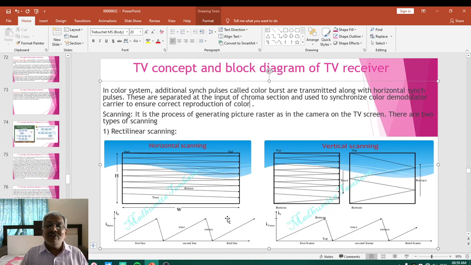And this process of producing the picture raster on a television screen, especially on the rectangular television screen, where width is more than that of the height, is known as rectilinear scanning, that produces a rectangular picture raster.